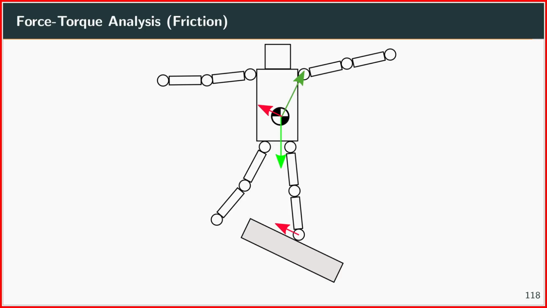And so basically the idea here is just that you analyze all the forces which currently act on your robot at the center of mass, and if they all balance out, then this robot is stable and it will not tip over.